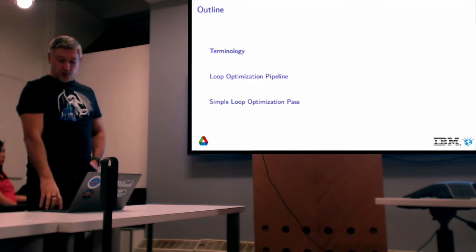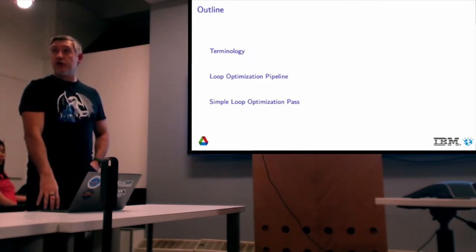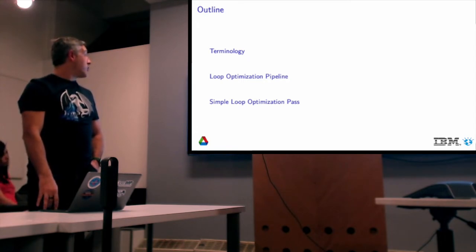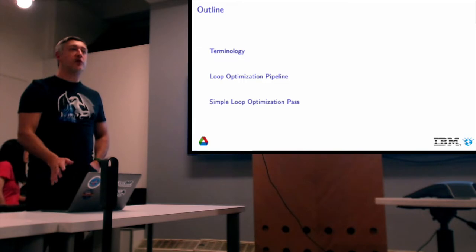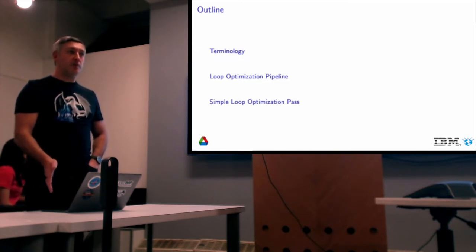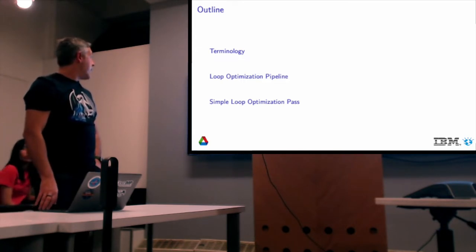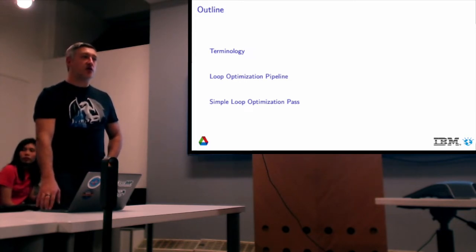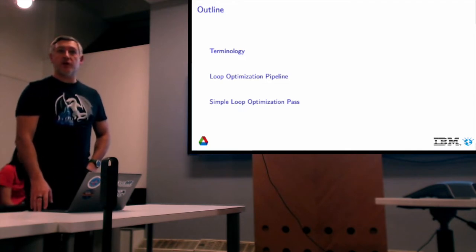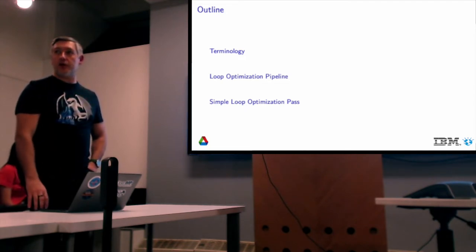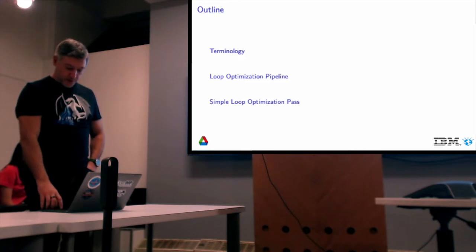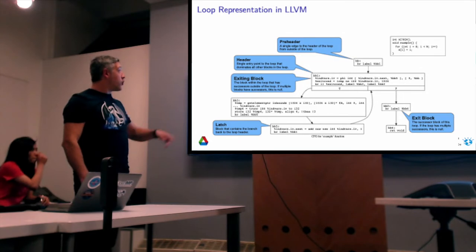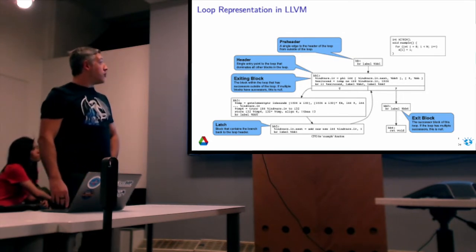Before we get into that, we're going to introduce some terminology that we use to describe the structure of loops. And then we're going to do a little bit of an overview of the loop optimizations that are already available in LLVM. And then I'm going to have a demo. The demo is divided into five sections. We're going to start to write the loop optimization from the ground up until completion, and then run it as we go.